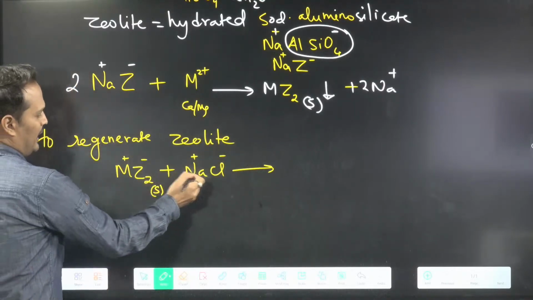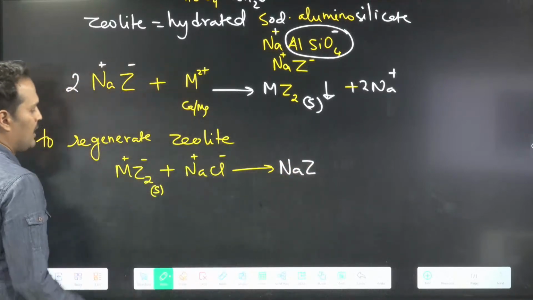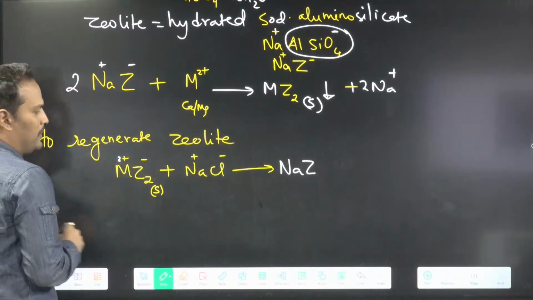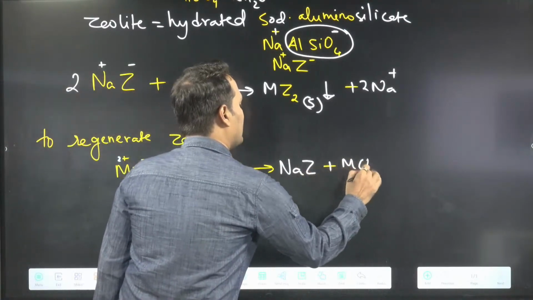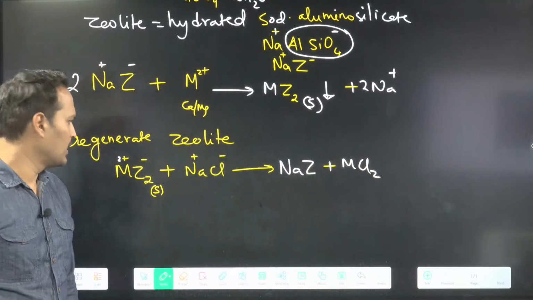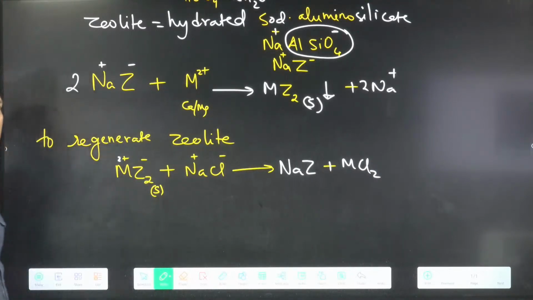So what will happen? Na will take this Z, NaZ. And M will take this Cl. This M is 2+, right? So the formula will be MCl2, if you want to write it. Otherwise you just write M2+. So is this clear to everyone?